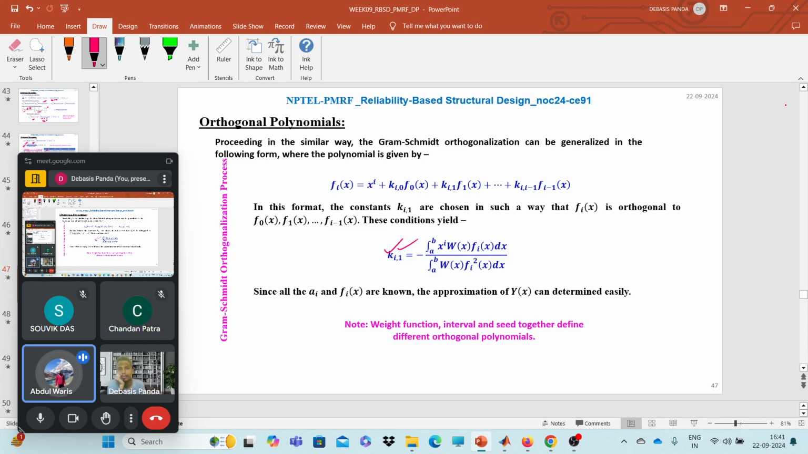Yeah, I believe this equation was wrong. I mean, the fi should have been f1 in this case, in the numerator and denominator. I think that during the class. ki1 is equals to... no, it's okay. Is it fine? Yeah, it's fine.